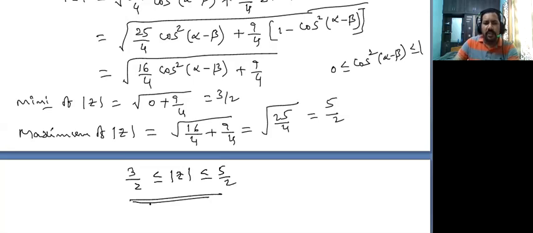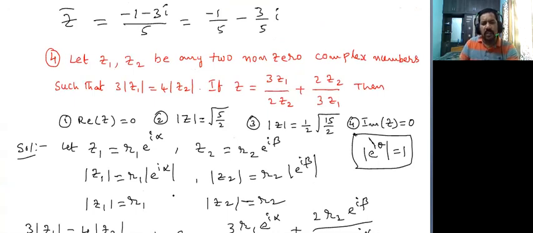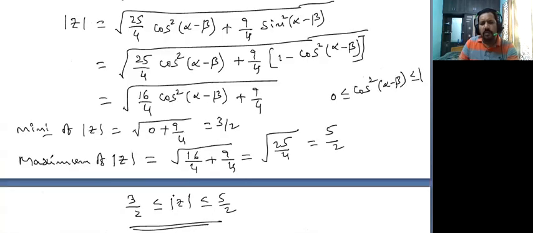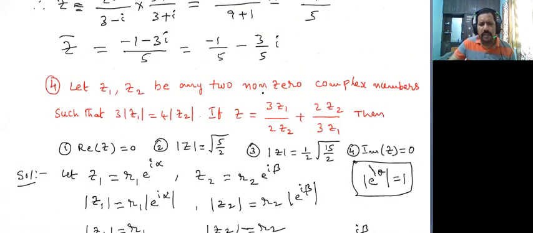Okay. Now see the options. Which option is correct? The option given is mod z is equal to root 5 by 2. Here we got mod z value from 3 by 2 to 5 by 2. There is no such option, which means here you will get a bonus mark. So no option is correct. So finally, what is the correct answer? Mod z is equal to 5 by 2. So there is no correct option.